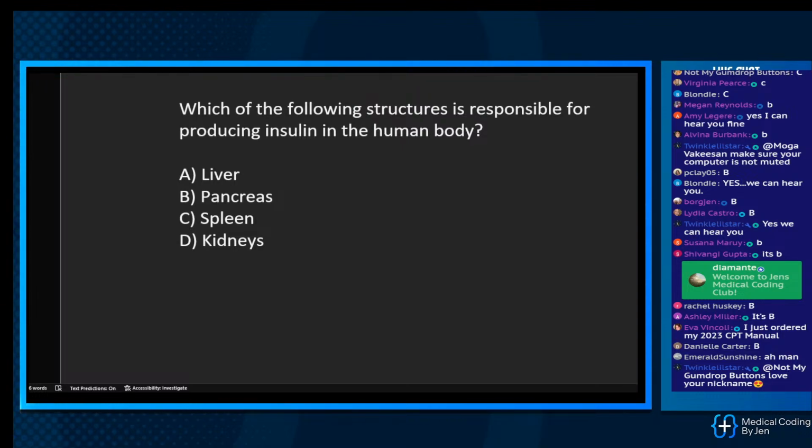Which of the following structures is responsible for producing insulin in the body? This one should be easy for everybody. Liver, pancreas, spleen, kidneys.